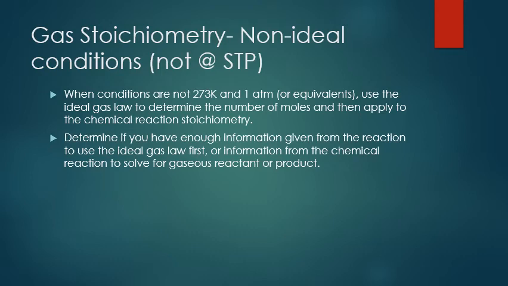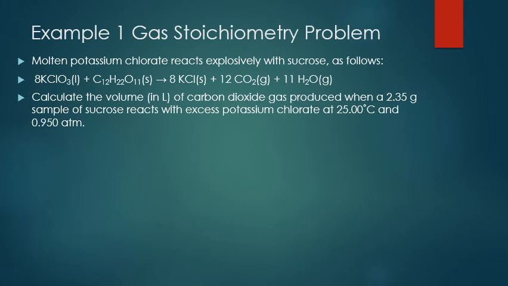Or you could have enough information given to you within the problem to start off with the stoichiometry to solve for moles of the gas and then apply it into the ideal gas law at the end. So you have to decide based on the information that is given to you in the problem whether you need to use PV equals nRT first or second within your problem. So let's look at an example problem for a gas stoichiometry question.